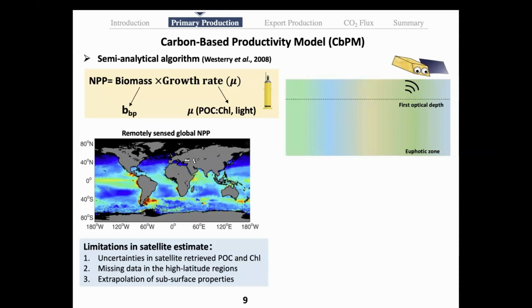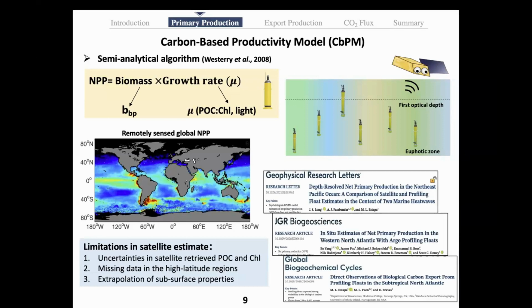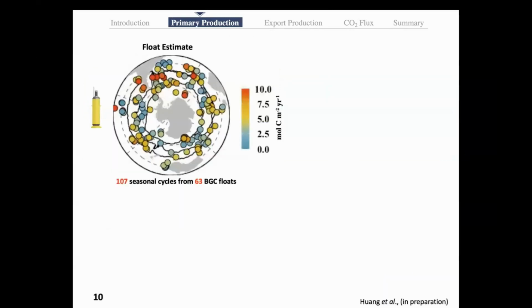The advent of the BGC float has nicely addressed this challenge, providing near year-round and vertically resolved parameters. So some recent studies have already combined the float observations with the CBPM model to estimate MPP. This map indicates the time-integrated MPP over the growing season obtained from more than 100 seasonal cycles.